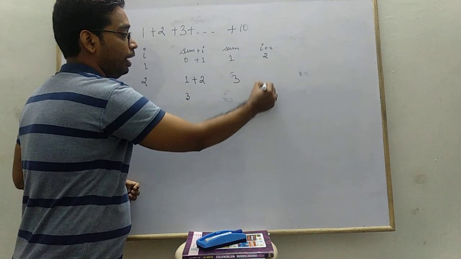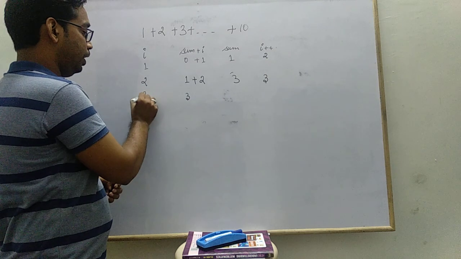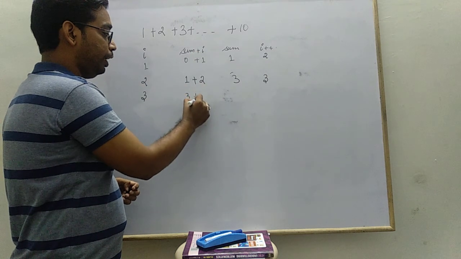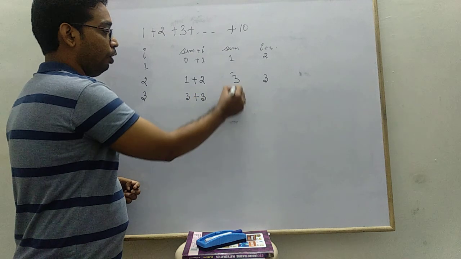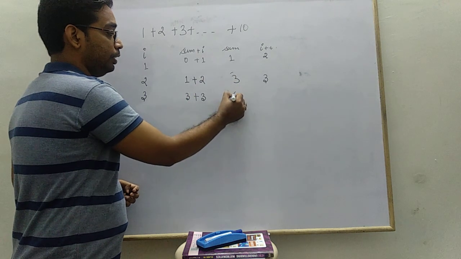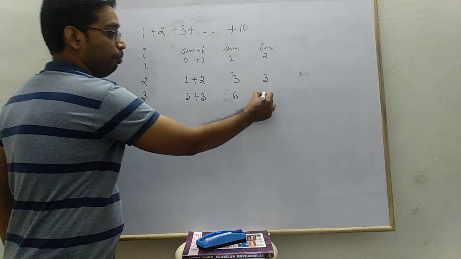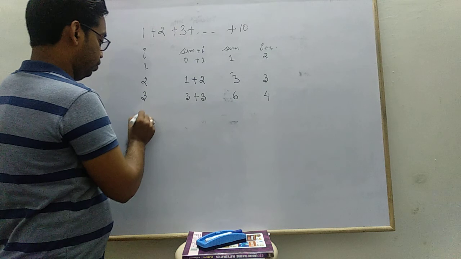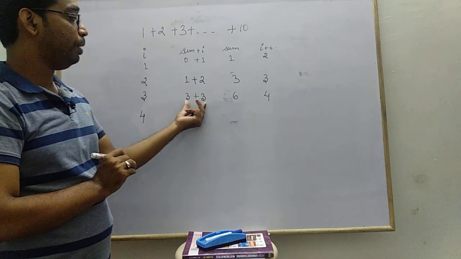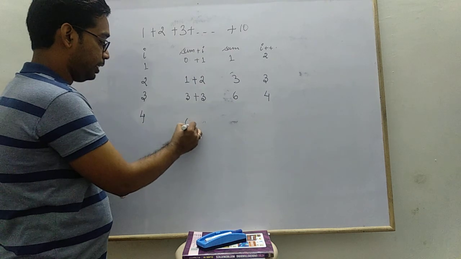This 3 is copied as the value of sum here. Now the value of I also becomes 3. So the value of sum is 3 and the value of I is also 3. So 3 plus 3, what is the value of sum here? It becomes 6. Now the value of I is 3 plus 1, which is 4, so copy 4 here. The value 6 is copied to the next line.